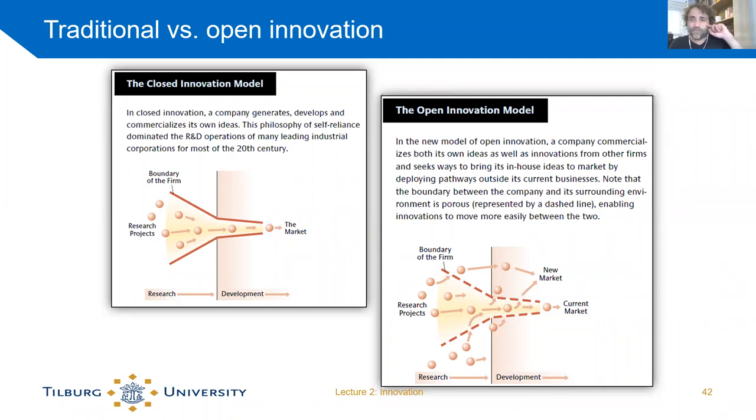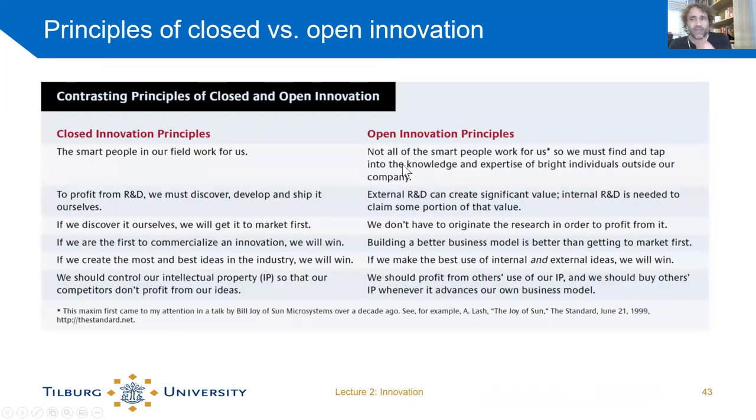Better. So that's what we call open innovation. And so more formally, in open innovation, we as organizations realize, okay, the smart people do not only work for us, so we have to tap into knowledge outside of our organization, for example, in external research and development. So we don't have to develop the technology in-house or discover it ourselves, but we can outsource that. We don't necessarily have to commercialize the innovation, but we can build a better business model.